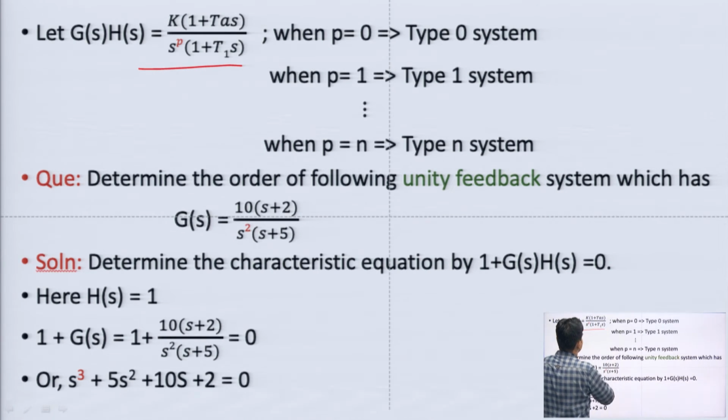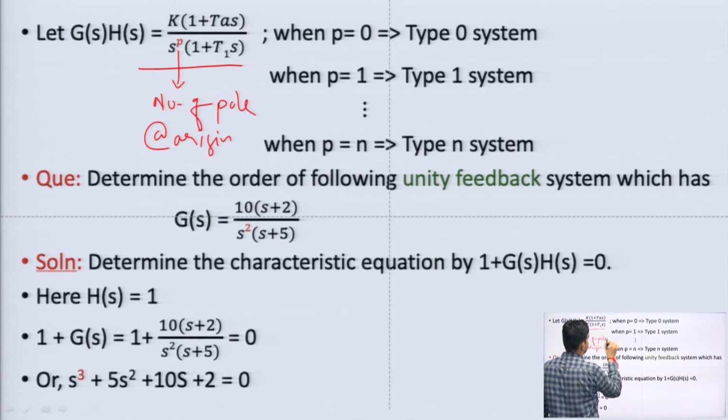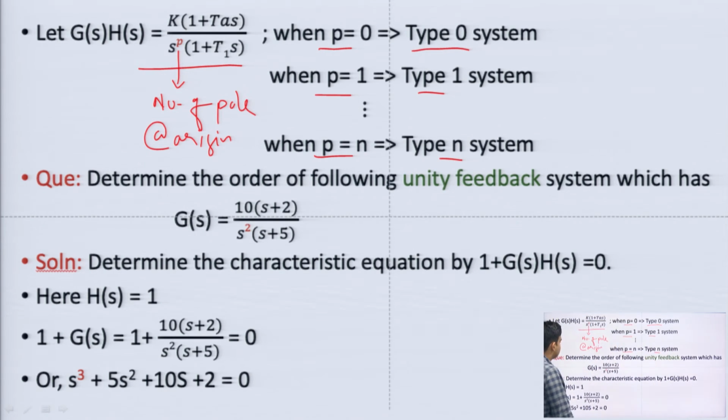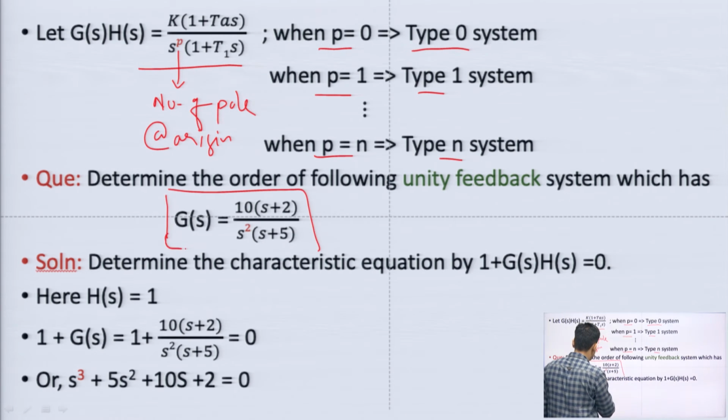Okay. In the same way, this is another example where I am assuming that this is a transfer function given by this, where this p term gives me the number of poles at the origin. So, when p equals 0, we can say it is a type 0 system, when p equals 1 it is type 1, when p equals n it is type n. Okay. So, we need to determine the order and type of the system from this open loop transfer function.